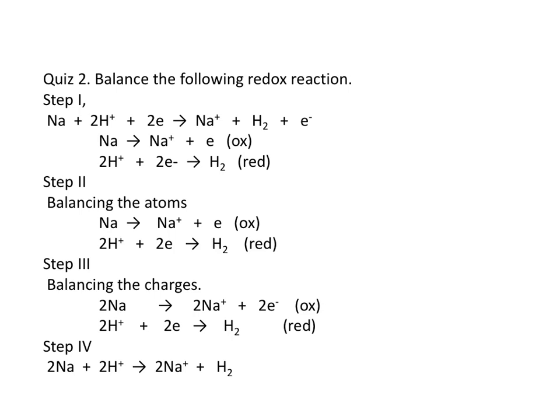Balance the following redox equation. So this is the equation: Na plus 2H⁺ plus 2e⁻ to give you Na⁺ plus H2 plus electron. So you separate them into oxidation and reduction. You have Na will give you Na⁺ plus electron for oxidation. Then 2H⁺ plus 2 electrons will give you hydrogen, H2, sorry, that's reduction. So in this case, sodium is oxidized while hydrogen is reduced.